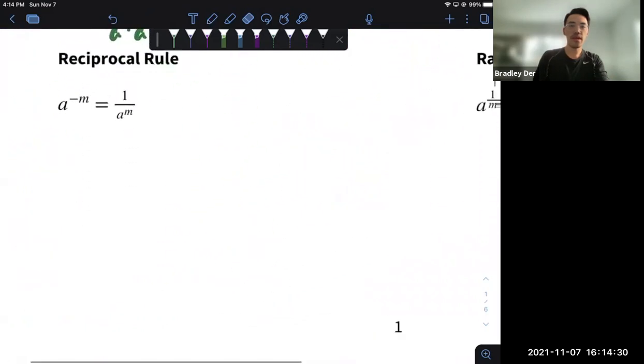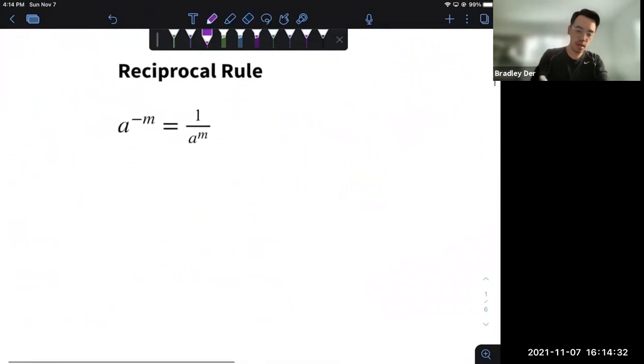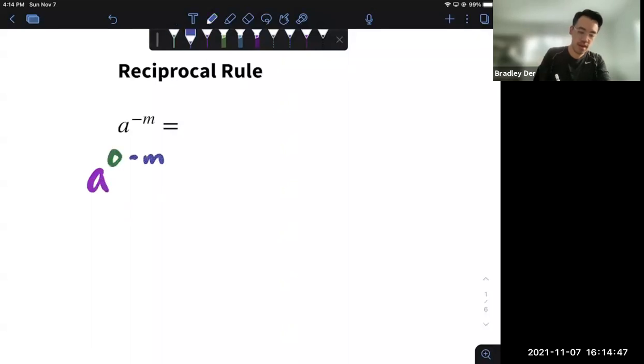Here comes our next one. What about the reciprocal rule? Let's cover this up and just look at the left-hand side, so a to the negative m. I'm going to do something similar to what we did for the last one and just rewrite the exponent with a 0. So we have a to the 0 minus m, right? 0 minus m certainly is equal to negative m, so rewriting that should be fine.